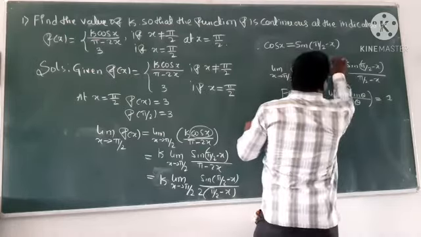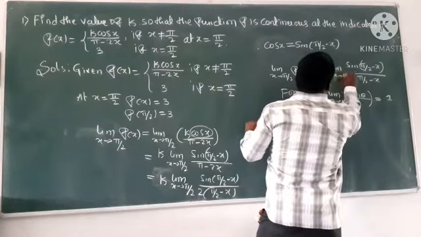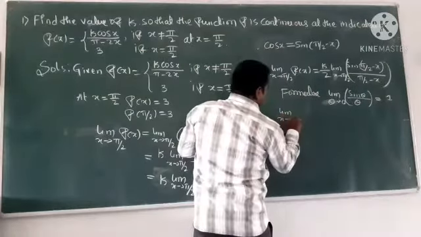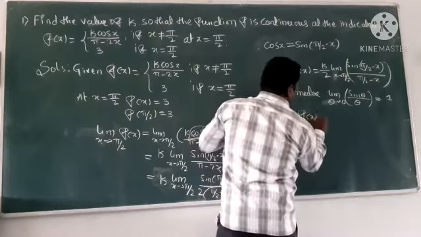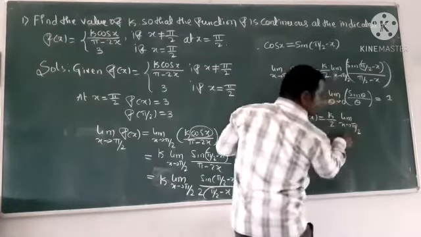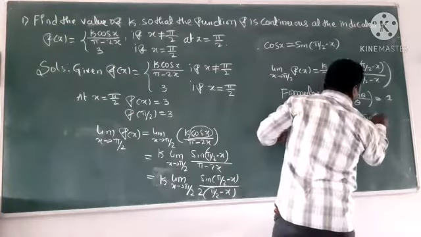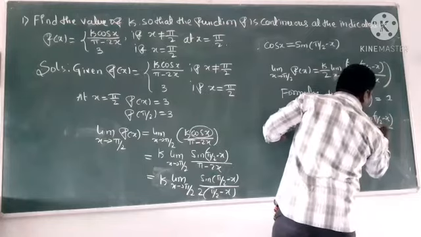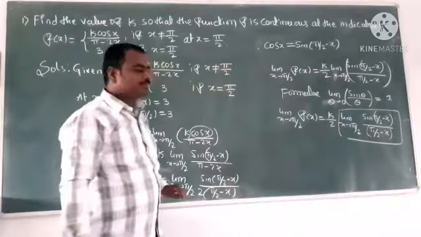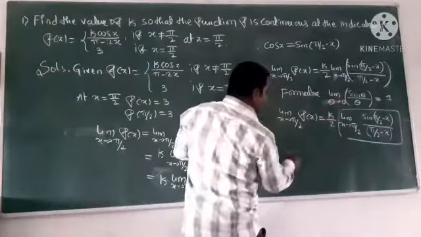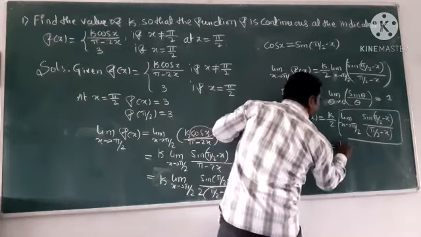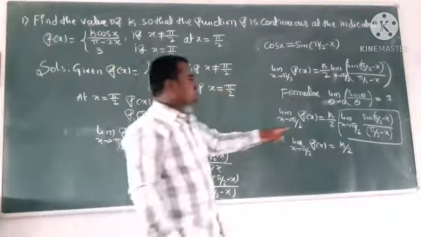Look at this problem. Next one: limit, x tends to pi by 2. I hope it is a similar thing. So limit x tends to pi by 2 of f of x. Here k by 2, and as x tends to pi by 2, pi by 2 minus x means 0. So sine of (pi by 2 minus x) divided by (pi by 2 minus x), this whole term should be 1. By the same formula, therefore limit x tends to pi by 2 of f of x is equal to k by 2. Right? This is the one.